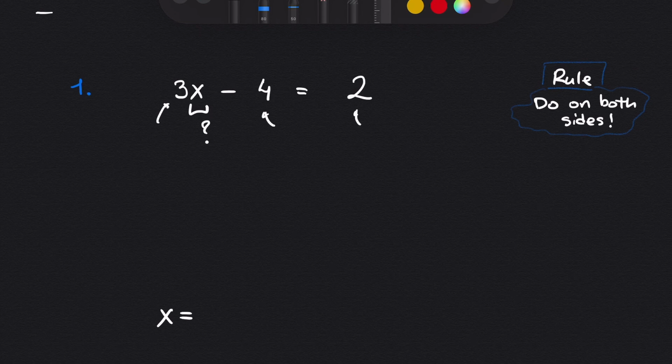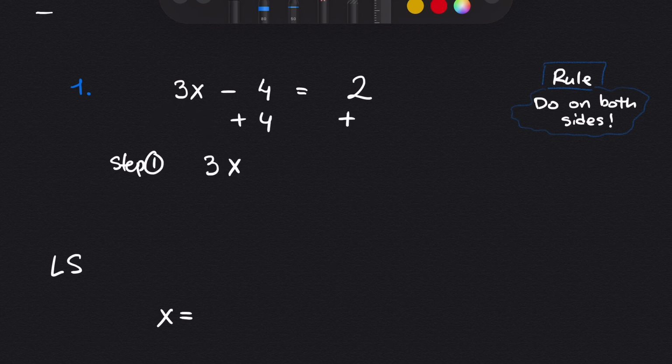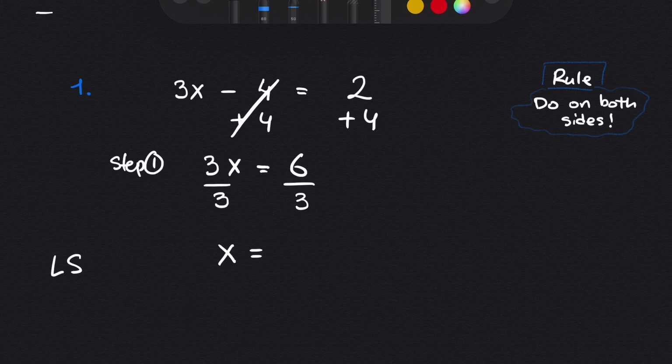With x equals a number, we usually want x on the left side. So our step 1 would be adding 4 on both sides. What we do on the left side, we have to do on the right side of the equal sign. And we're going to end up with 3x equals 6. Now here, because we're multiplying, we're going to divide by 3. So we're going to end up with x equals 2. And that's our answer.